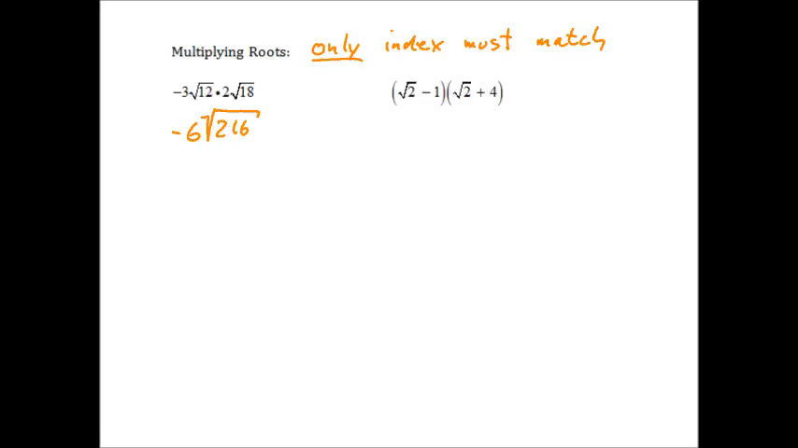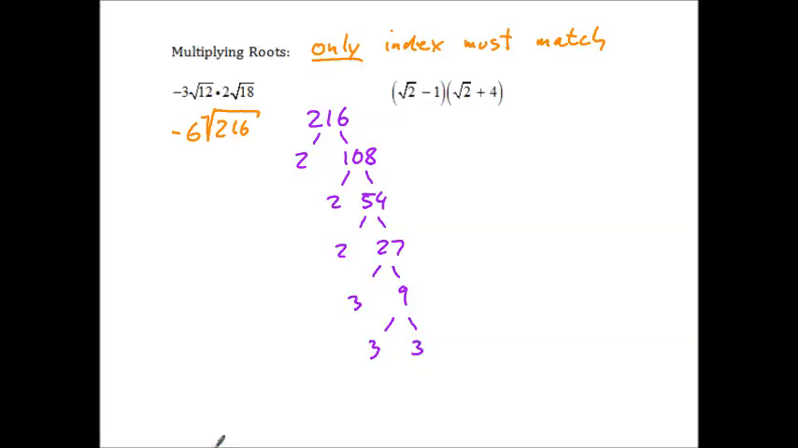Well, we need to take the 216 and make a factor tree. Let's do this one together. 216, and when we get started, the easiest way usually is to just divide by 2. 2 times 108. 108 is 2 times 54. 54 is 2 times 27. 27 is 3 times 9. And 9 is 3 times 3.